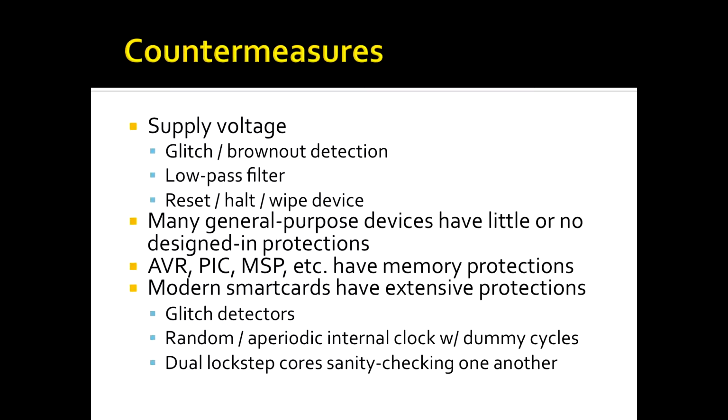And then at the extreme level, modern smart cards, chip cards have extensive protections. So they've got glitch detectors, they've got the random and aperiodic internal clock, which is changing in its length between cycles, and you'll have two CPU cores in lockstep that are sanity checking one another. So if some instruction goes wrong in one core, the other core will be offset and catch it and do something like either reset the device or erase the memory, etc.